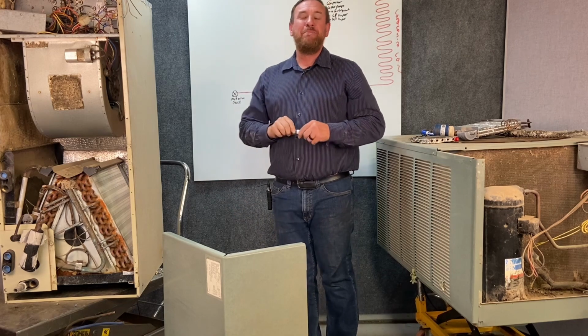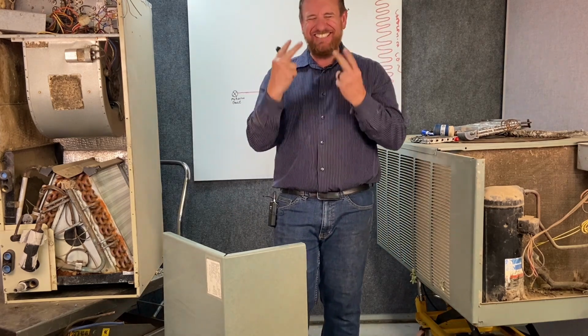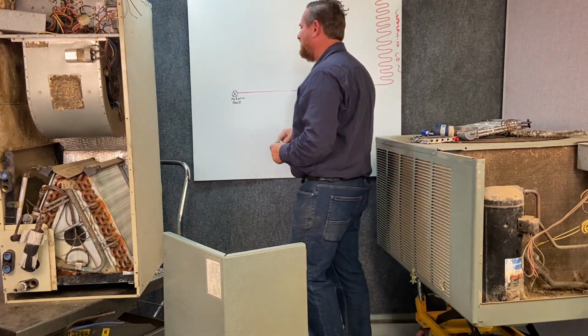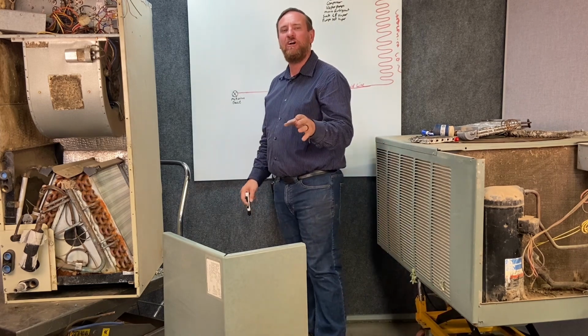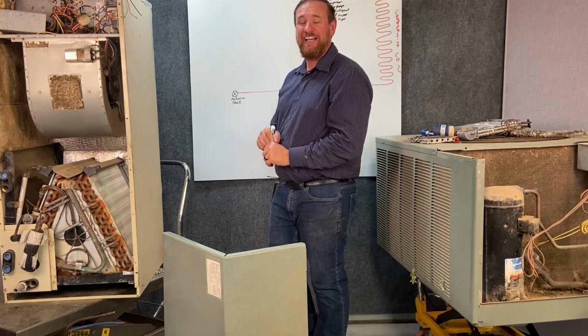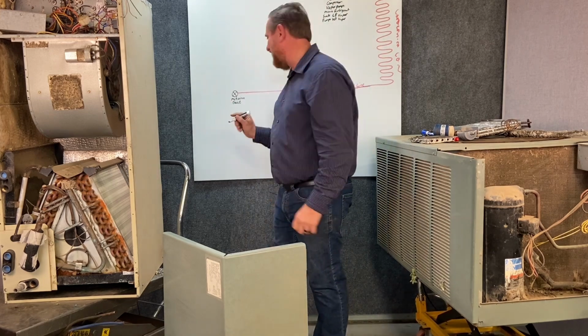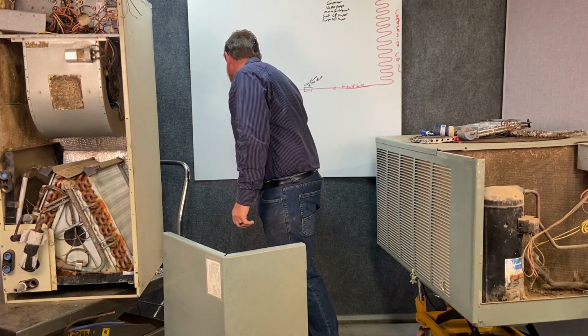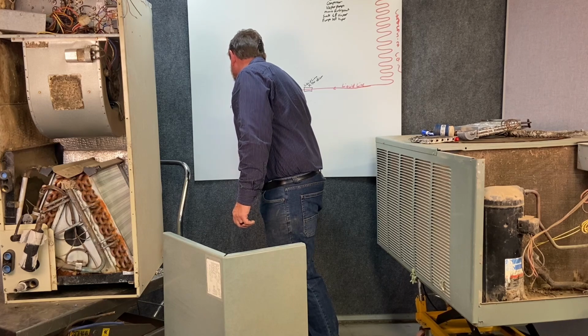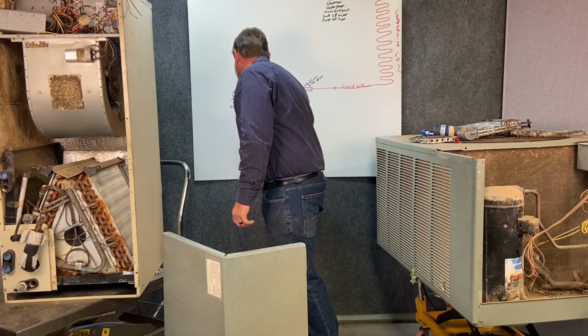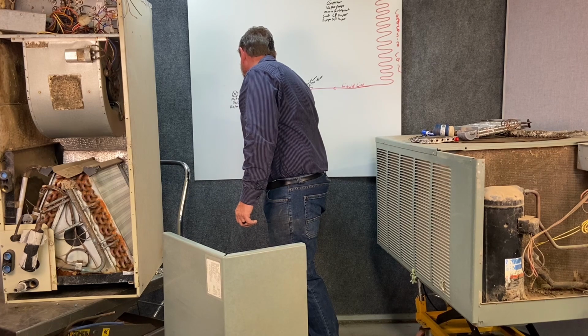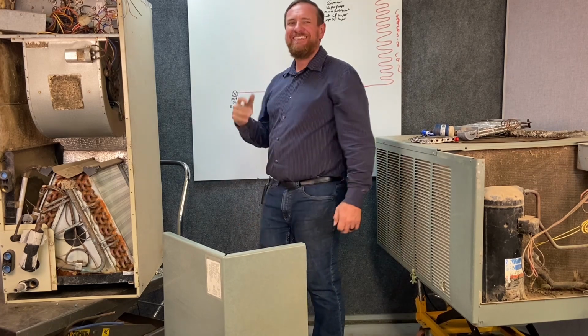Metering device. But in HVAC, everything has at least two names. So what we're going to do is add the second name. It's a metering device. It's also called an expansion device. That's a key word. We're going to talk about expansion later. It's super awesome. It's fantastic how it works. But we're going to call this metering device and also expansion device.